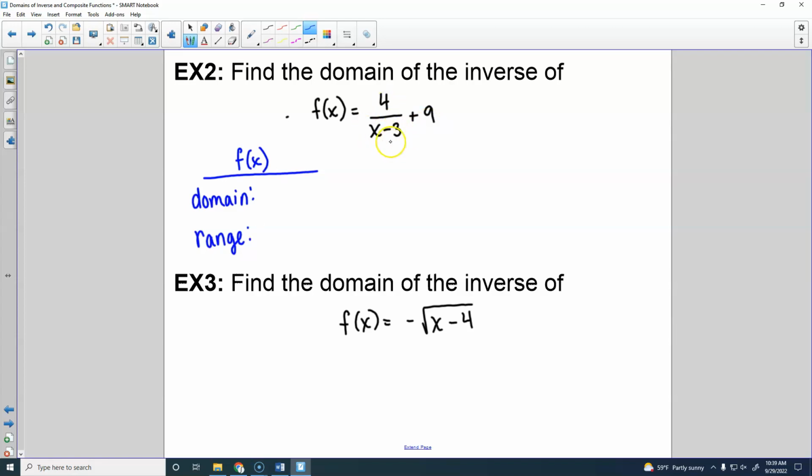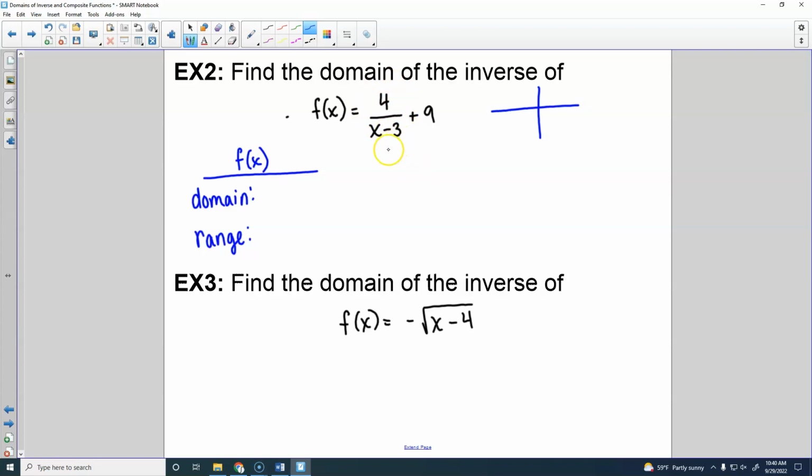So domain, think of what's happening here. We've got the 4 in the top. What is that going to do to the graph? Vertical expansion. That is not going to affect your domain and range. Right? Expansions and compressions do not affect domain and range. So we basically ignore it for this. If you were asked to find a graph, you would need to pay attention to it. Or if you were asked for transformations, you would need to pay attention to it. But for domain and range, you're basically just ignoring that 4 in the top.